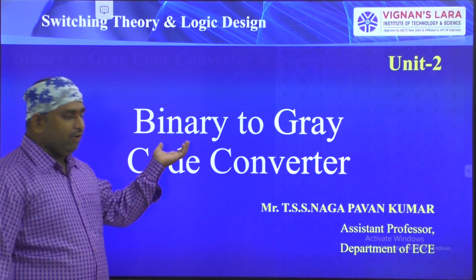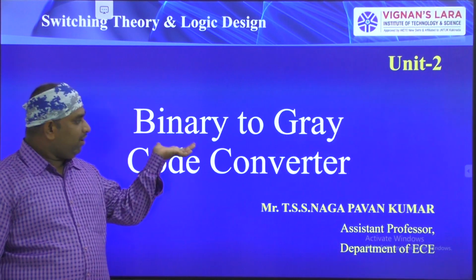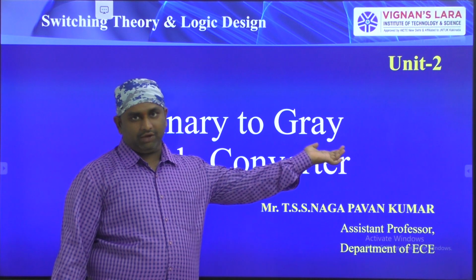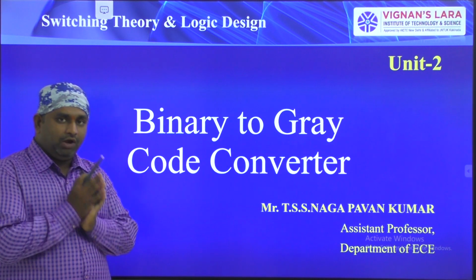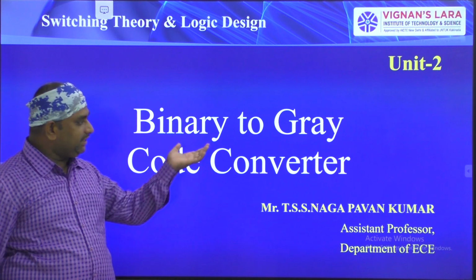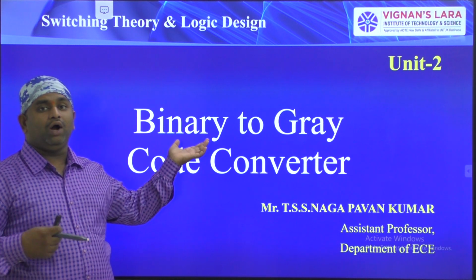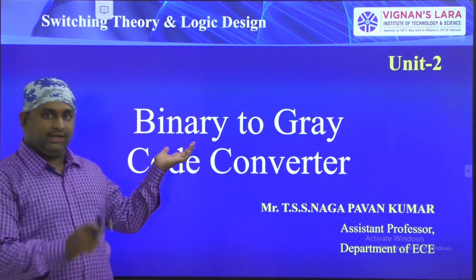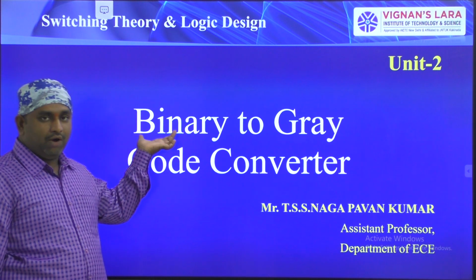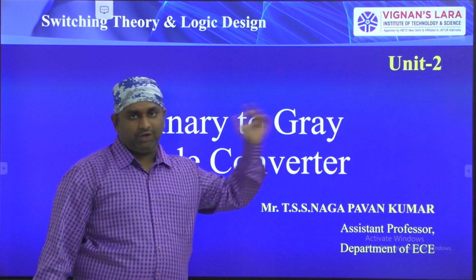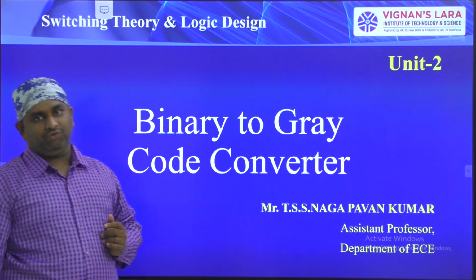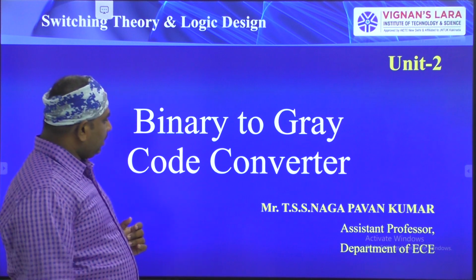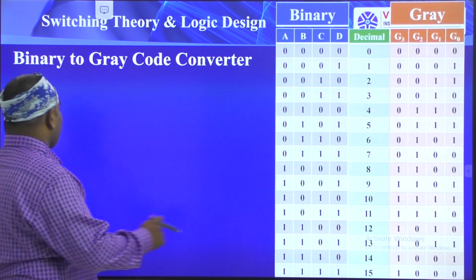Now our concept is the binary to gray code converter. Here we are converting the data from the binary number system to the gray code number system. It is very simple. The meaning of this concept itself says what operation we are doing in this class: we have to convert binary information into gray code. We will take one example.